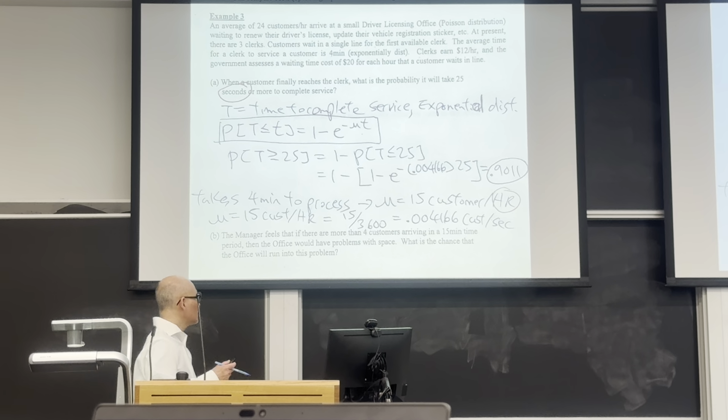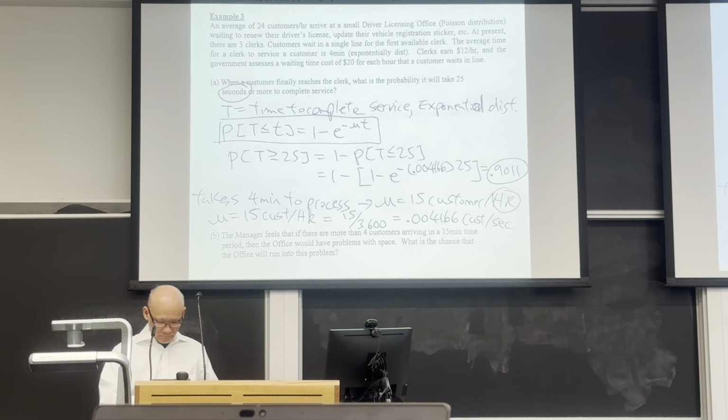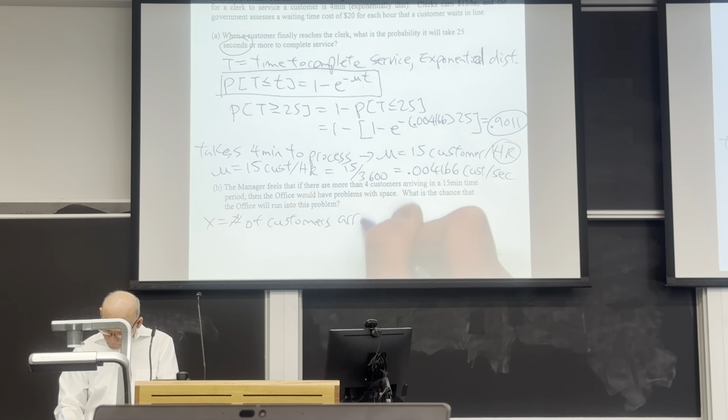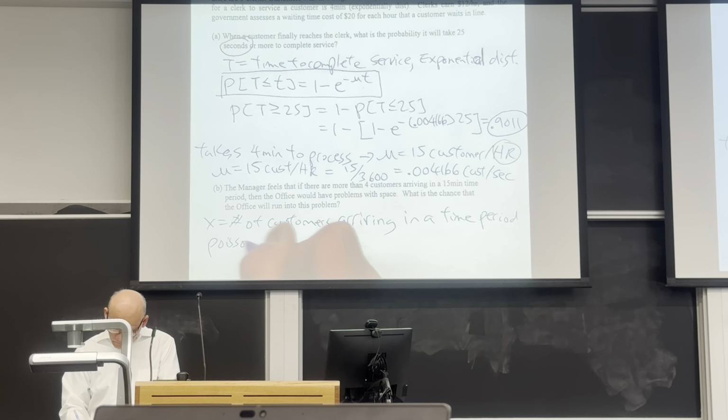Then it says the manager feels that if there are more than 4 customers arriving in a 15-minute time period, then the office would have some problems with space. So what is the chance that the office will run into this problem? X is the number of customers arriving in a time period. And we know from before it is going to be Poisson distributed.